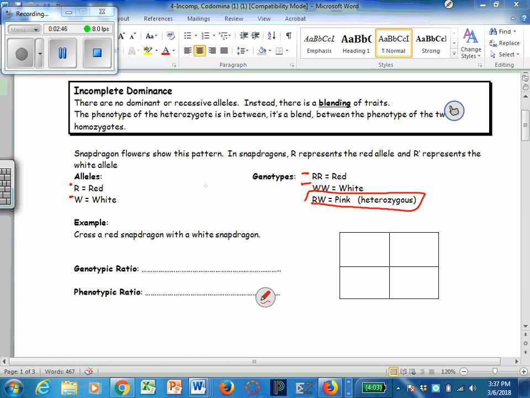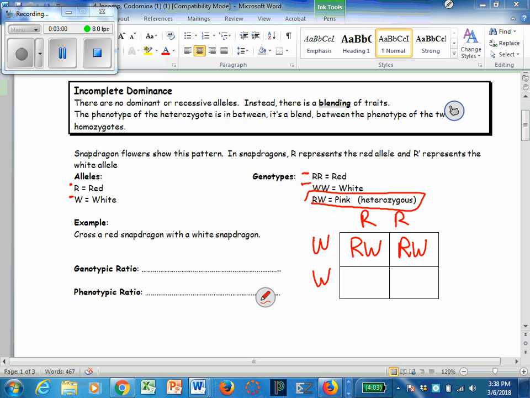So the example is cross a red snapdragon with a white snapdragon. So a red snapdragon is, of course, big R, big R. The white snapdragon is, of course, WW. And what you get in the Punnett square are all individuals that are pink. So if you look at the ratios, and in this instance, the ratios are all going to match up. They will all be equal to each other. So the genotypic ratio are 4 RW and 0 everything else. That also gives you 4 pink.